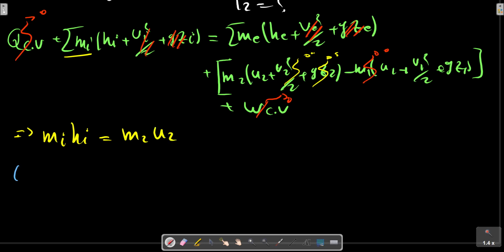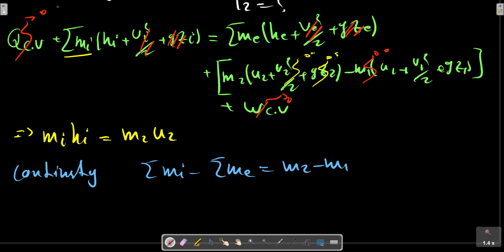For the continuity, sigma m_i minus sigma m_e should be equal to m_2 minus m_1, which is 0, so m_i equals m_2. So this equation can be reduced as h_i equals u_2.